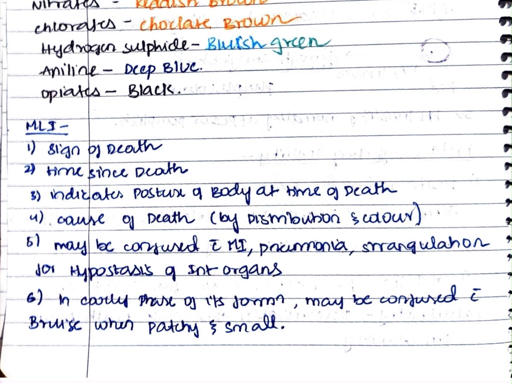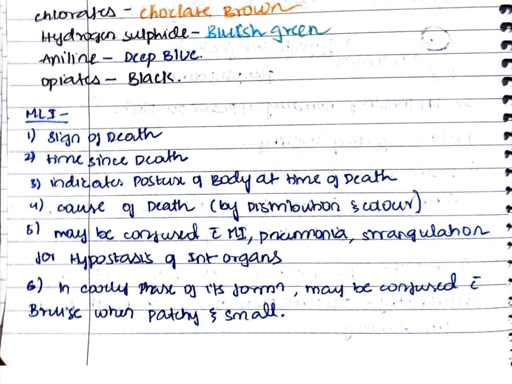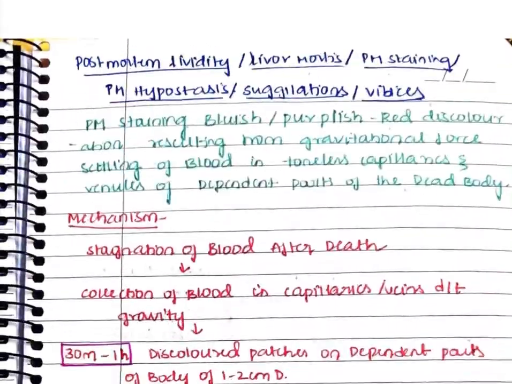And also, in the early phase of its formation, it may be confused with bruises. Within 30 minutes to 1 hour, we have said there are patches only 1 to 2 centimeters in diameter seen all over the body. These patches can also be confused with bruises. This is about postmortem lividity.